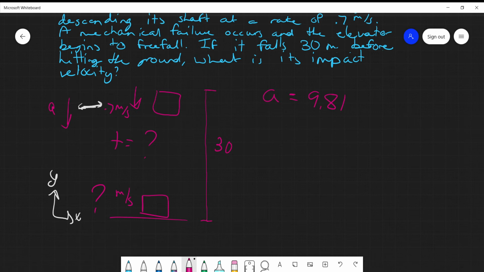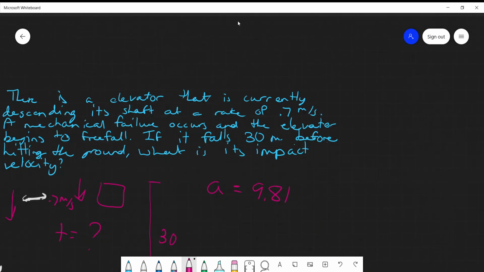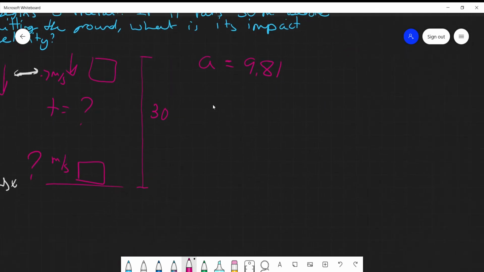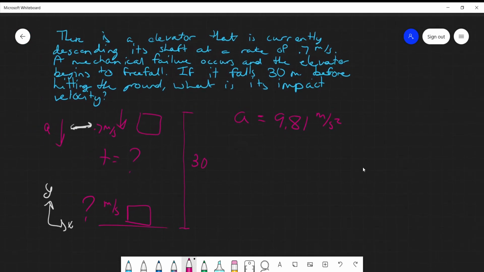And this is meters per second squared. So this is everything that we know, and this is in meters.